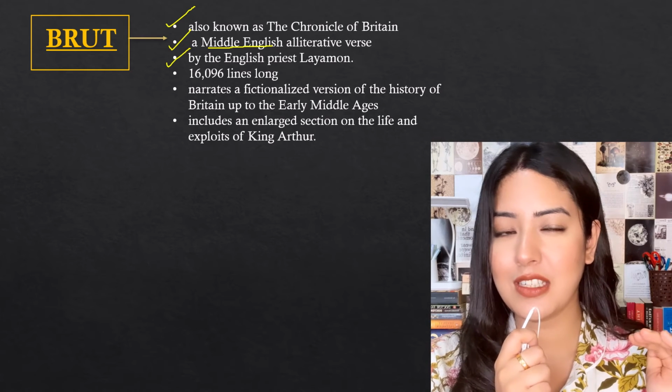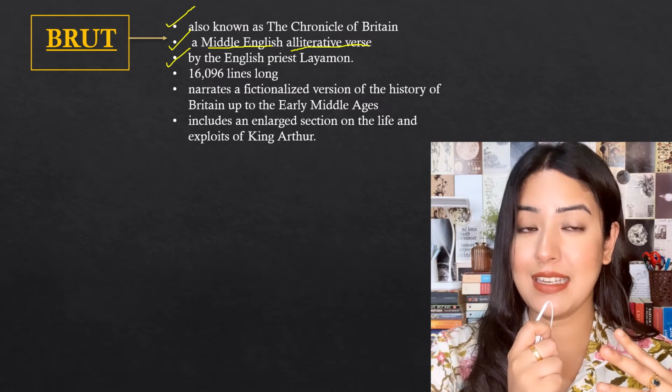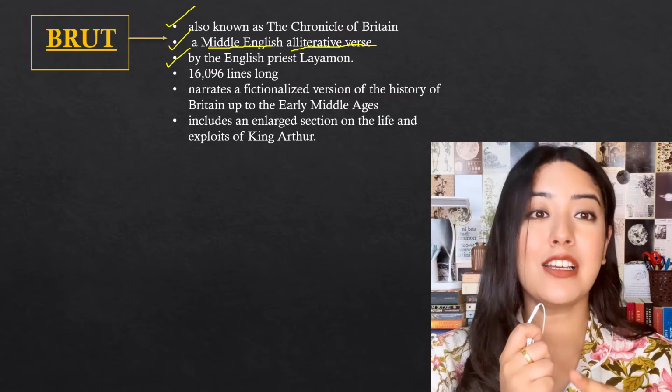Alliteration has not left the chat. It was present in the Anglo-Saxon age. I've already talked about it, and now it's still continuing here.